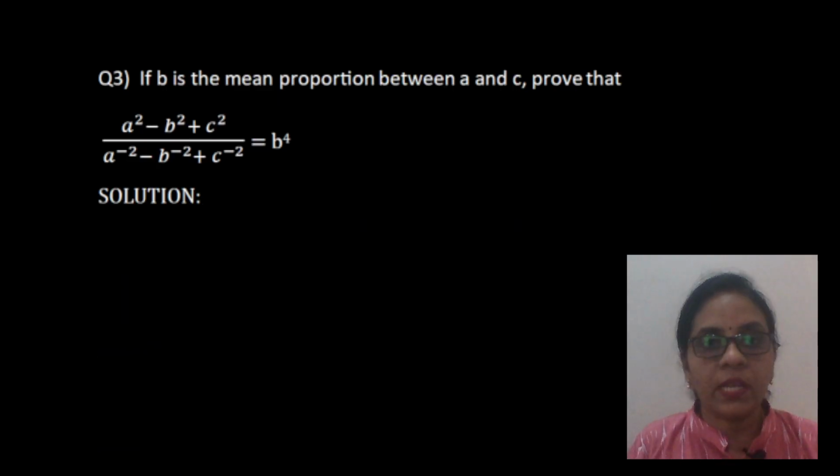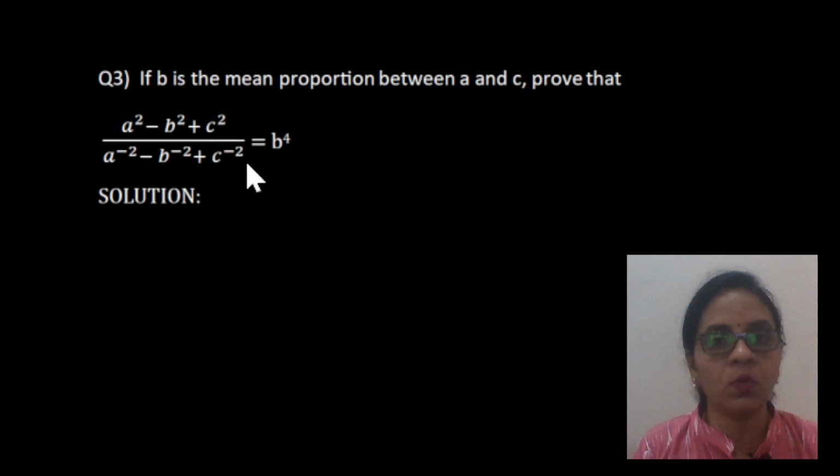Okay. So let's see this question 3. If b is the mean proportion between a and c, prove that a square minus b square plus c square by a power minus 2 minus b power minus 2 plus c power minus 2 is equal to b power 4. So let's solve this sum. Children, if you see the numerator has all positive powers, but the denominator has all negative powers. So first we will change the denominator to positive terms.